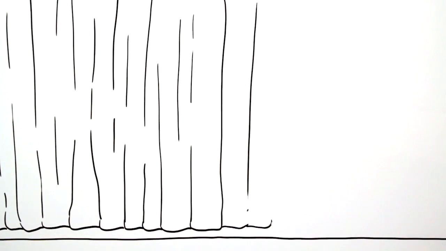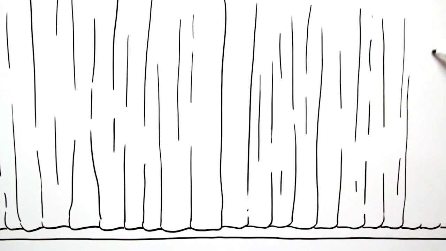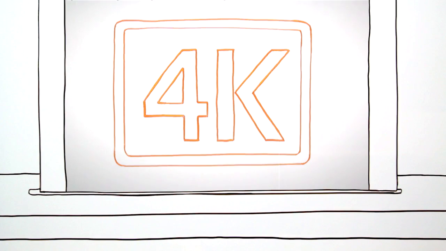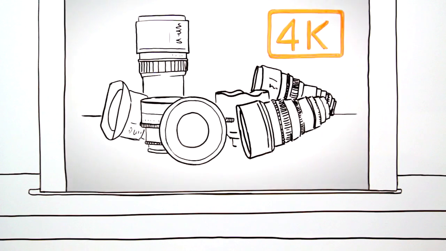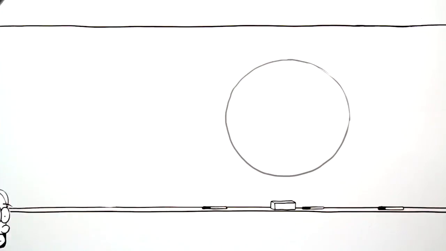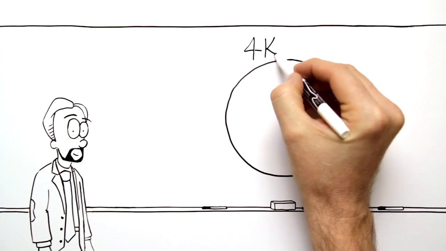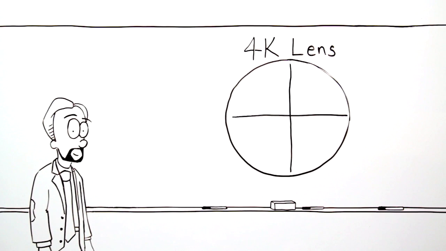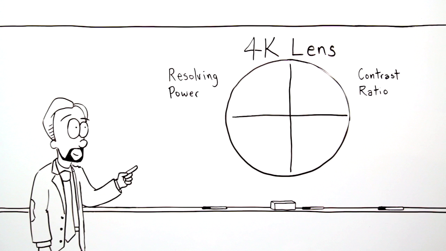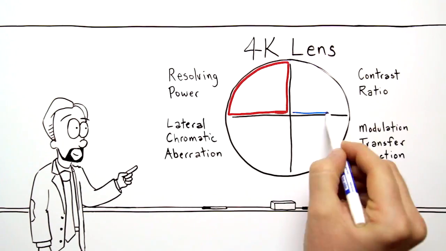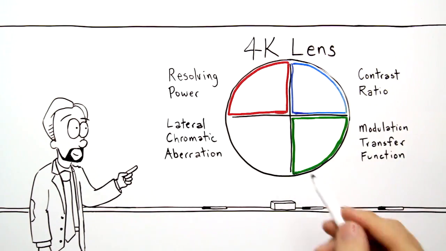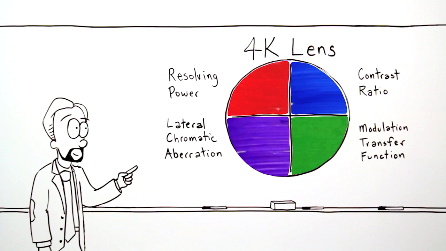You've heard of 4K cameras, but have you ever considered 4K lenses? At Canon, we believe image makers deserve the best tools, which is why we're investing in cutting-edge technologies. But what makes a lens 4K? Let's focus on 4 central scientific benchmarks for a 4K lens: resolving power, contrast ratio, modulation transfer function, and lateral chromatic aberration. Optimizing our 4K lenses for each of these factors allows you to create sharp, stunning images.